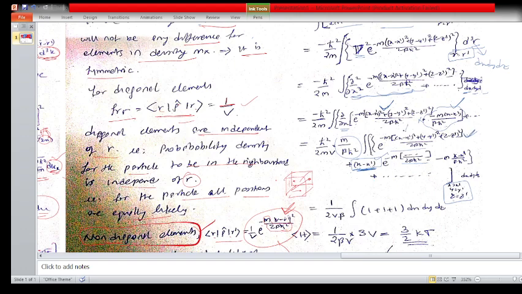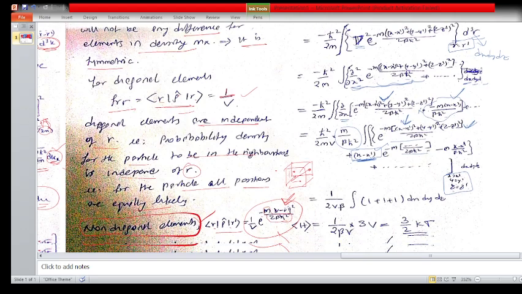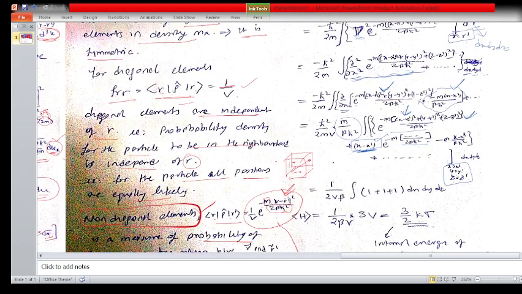When you substitute the x minus x dash, y minus y dash and z minus z dash values here, this term will become 0, and the exponential will become 1. Then we will get 1 by 2 v beta. So the m will get cancelled, and h cross square and h cross square will get cancelled, and then we have only 1 by 2 v beta times the integral of 1 plus 1 plus 1 remains, because we have e raised to 0 for x, e raised to 0 for y, and e raised to 0 for z.